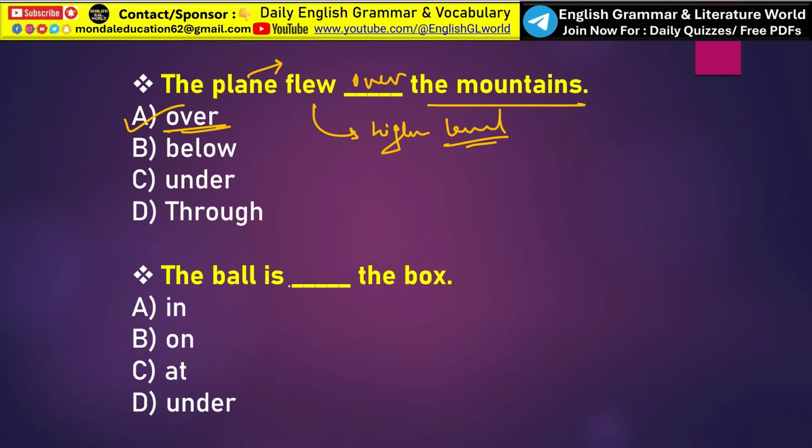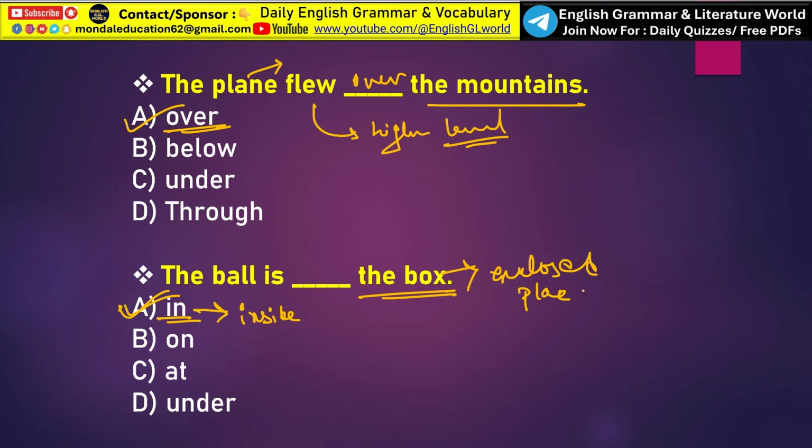Next, the ball is dash the box. Here the correct answer is option A, that is in. In is used when something is inside. I have already told you, in always suggests inside. Okay, so when something is inside an enclosed space or container, we have to use preposition in. So in this sentence, here the box is an enclosed place. So we have to use preposition in. So the ball is in the box.